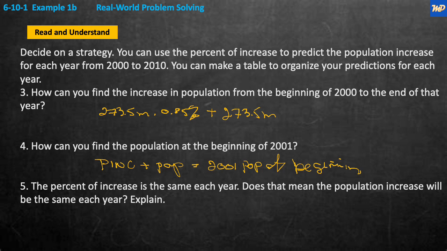Does that mean that the population increase will be the same for each year? Well, no, it cannot be. The population is going to increase every year. It's going to increase a little more because the percentage remains the same, but the base population is increasing all along. So every year, the population increase will be a little bit larger than it was the previous year. Okay? Population will increase.